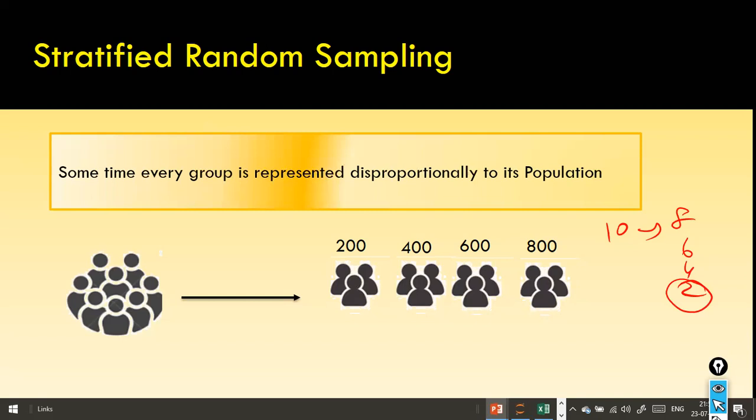Okay, so with a disproportional sample, with a disproportional population, your sample need not have the same proportion as the population. So in that case, you need to use your common sense, right? You need to use your common sense.